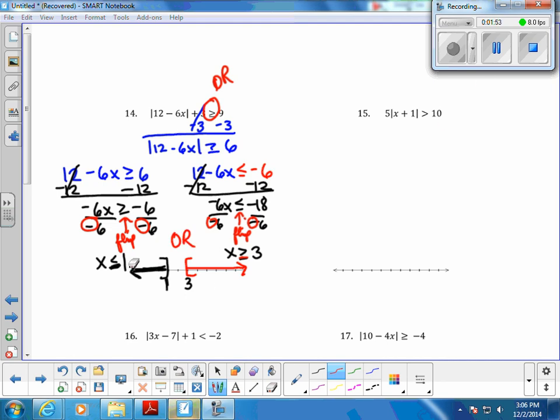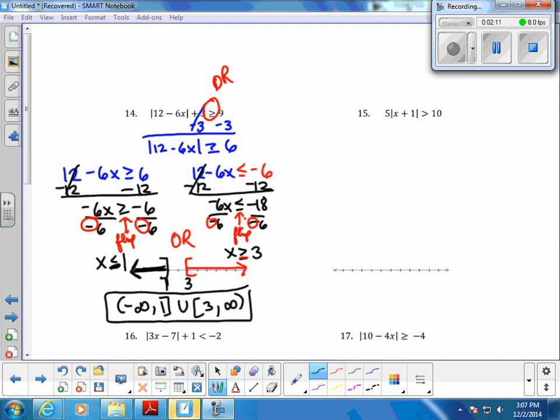Now we want to start with the leftmost point to the rightmost. So this is negative infinity to 1 with a bracket. When we have a gap right here, that becomes a U for union. 3 to infinity. Now in your homework, these unions and infinity symbols are going to be on the toolbar, usually to the left if you're using MyMathLab.